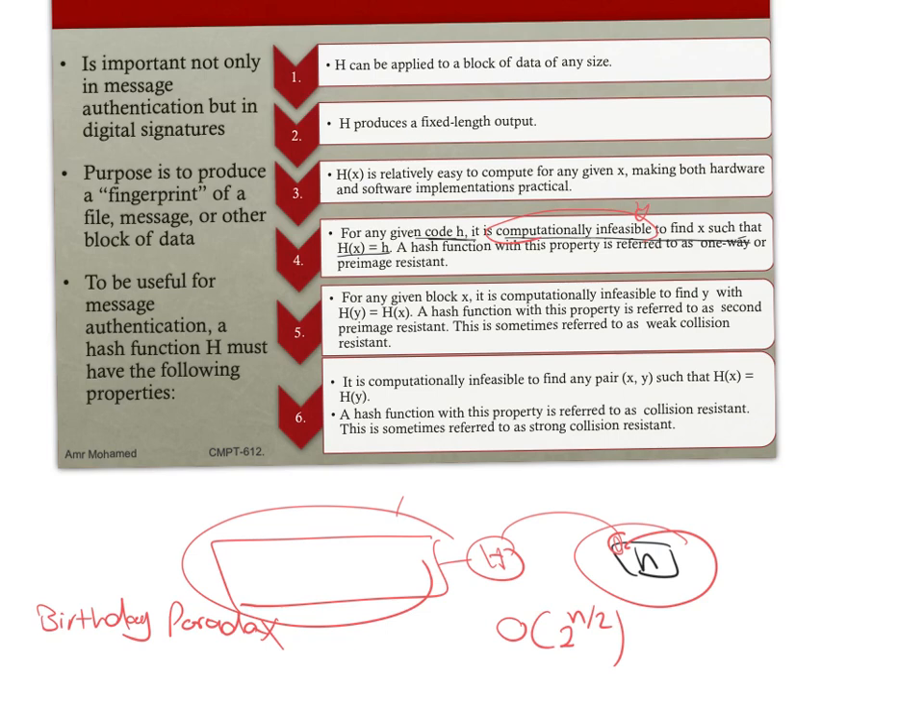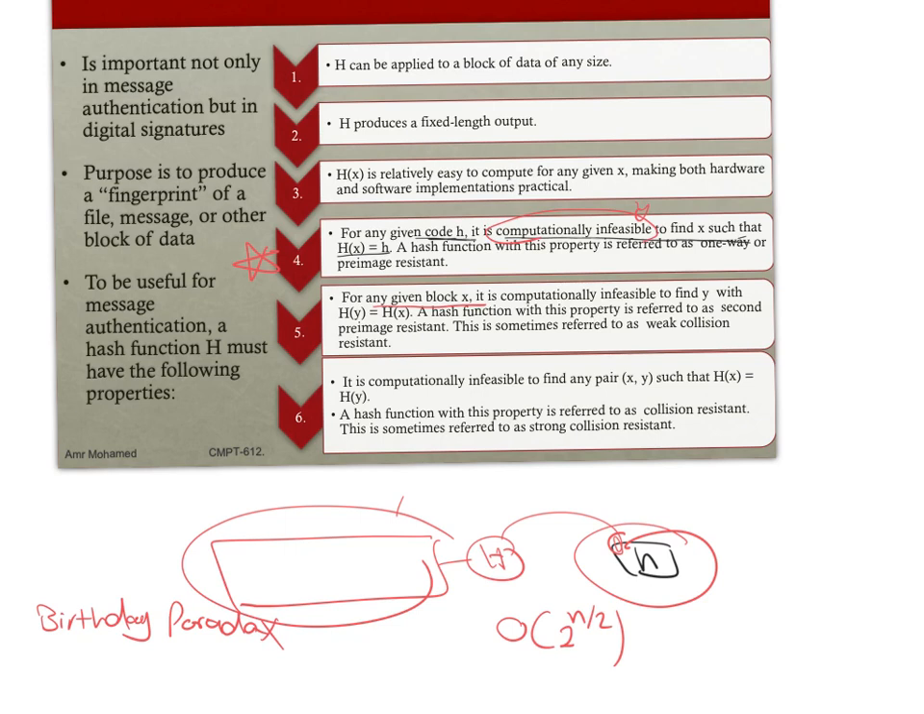Okay? Okay, so that property is very important. Another one, for any given block X. So now I will not give you H back. I will not give you H. I give you a message. This talks about the integrity part.